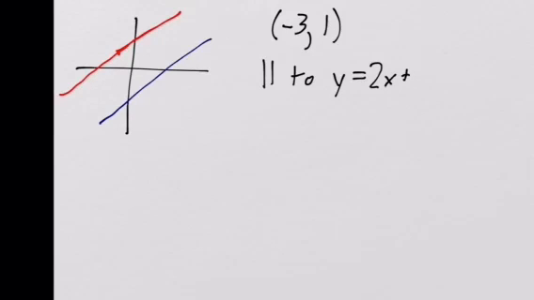So if I'm asked to do a line through the point -3, 1, that's parallel, and we denote parallel by putting two vertical lines next to each other, parallel to y equals 2x plus 1.